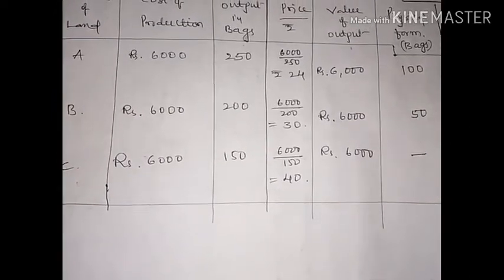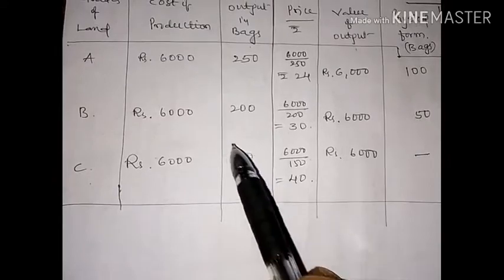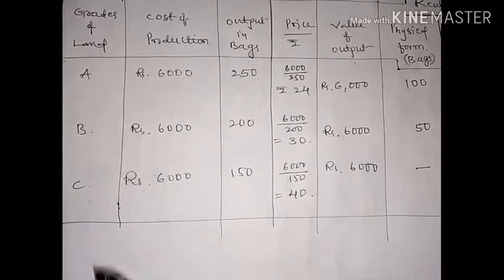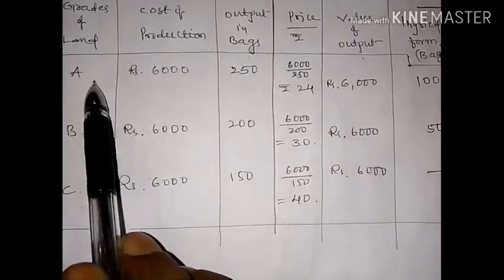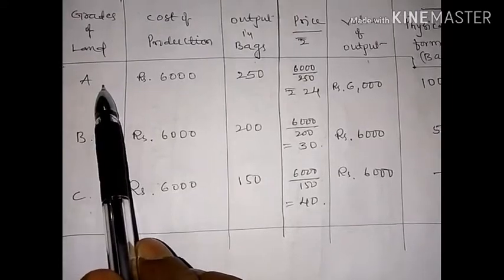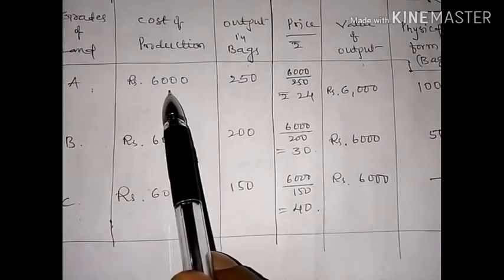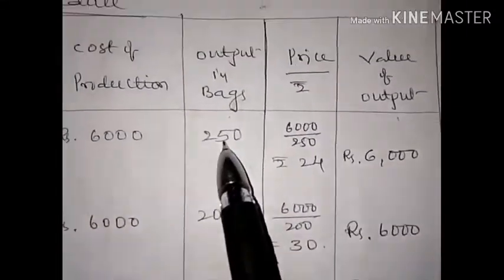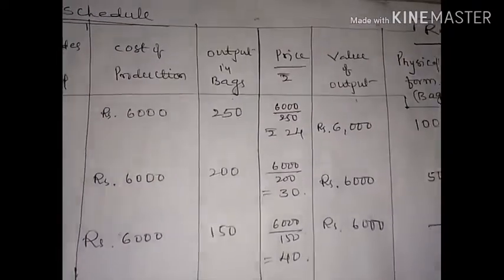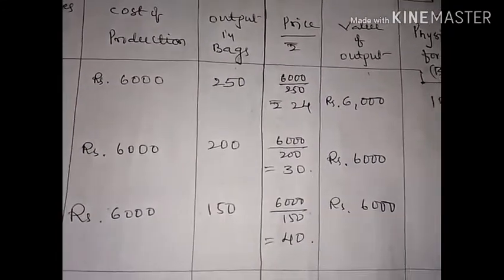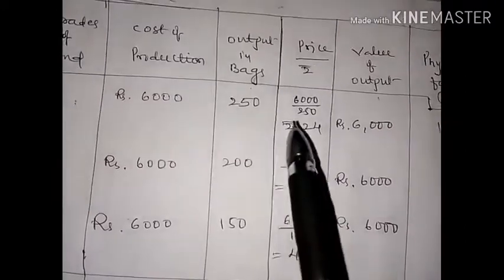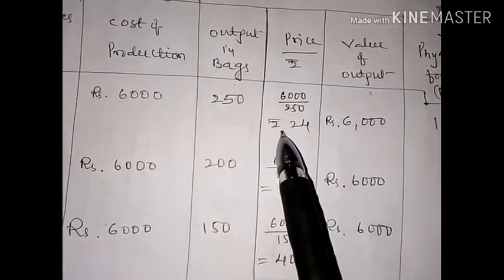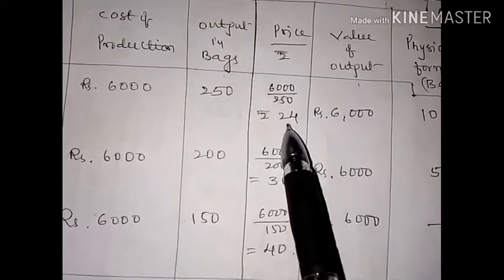Here it is assumed that there is a perfect competition. Therefore it is assumed that same amount of money is spent for the cultivation of these lands. So A grade lands are first cultivated by the first group of people who went there. So 6,000 rupees are spent and they produced 250 bags. For example, paddy, they produced 250 bags of paddy, right? Then what is the price for each bag? Means 6,000 by 250 bags. So the price of each bag or the cost of production of each bag is rupees 24.